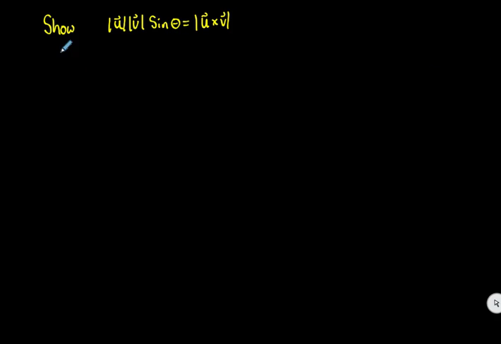Hello, in this video we're going to show that when you have two vectors and you take the magnitude of u times the magnitude of v times the sine of the angle between them, then that is the same as the magnitude of the cross product, right?